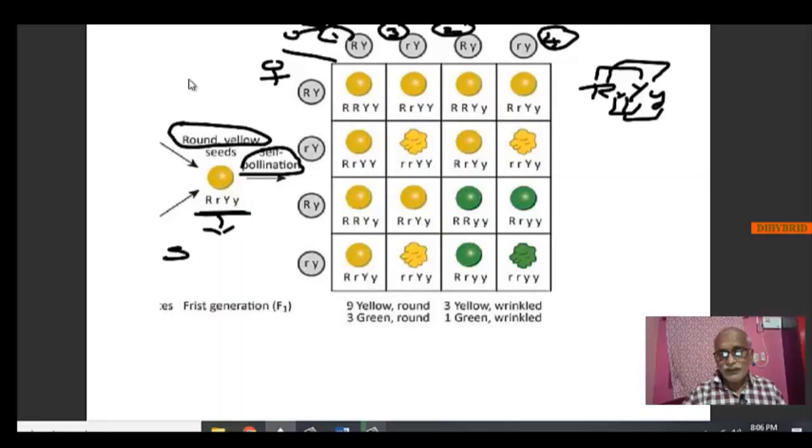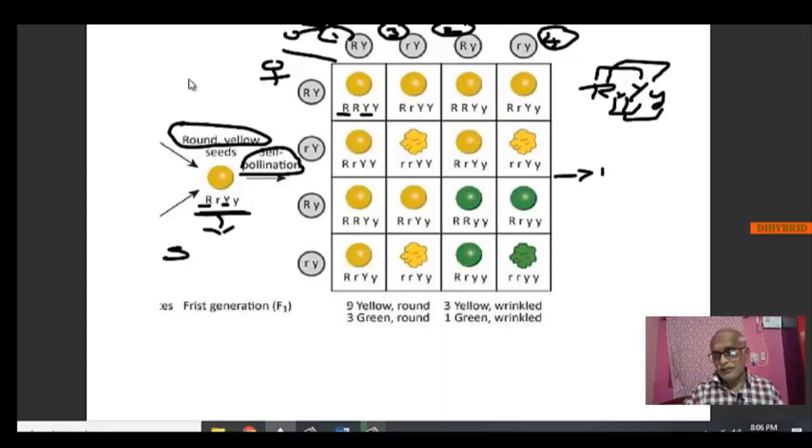So let us see. Wherever we have at least a single capital R and a single capital Y, it will be more or less like F1. See here, one dominant character for color and one dominant character for shape is there. So whenever we have at least one dominant allele for shape and for color, it will be round and yellow. As it is, you can easily understand this from this Punnett square. This is called a Punnett square.